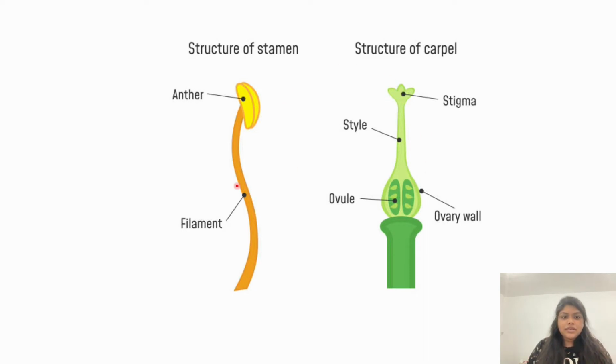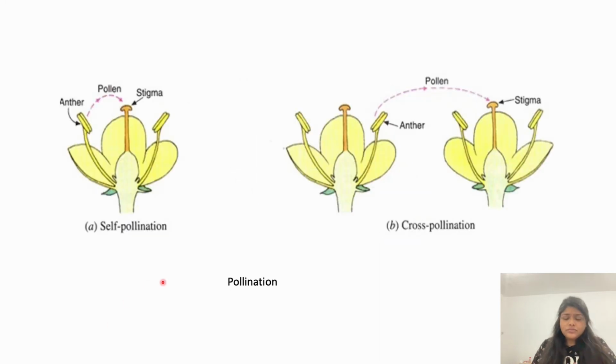For fertilization to happen, the pollen grains which are present inside the anther need to come to the stigma. This process, the traveling of the pollen grain from the anther to the stigma, is called pollination. Pollination is of 2 types. If the pollen from the anther of a flower drops onto the stigma of the same flower, then it is called self-pollination. Cross-pollination, as the name suggests, is when the pollen from one anther, say of flower A, fertilizes the stigma of flower B.